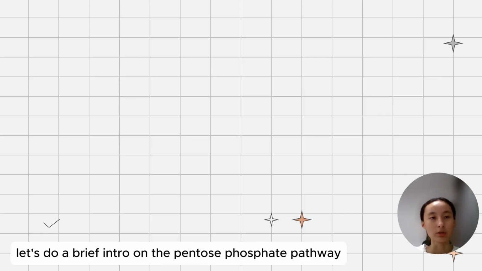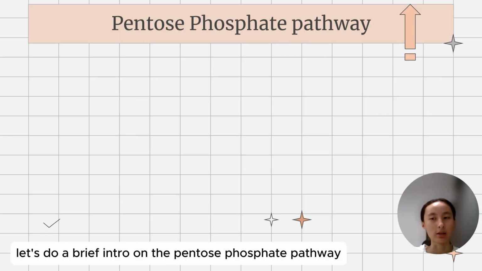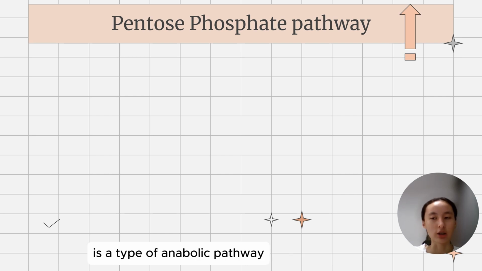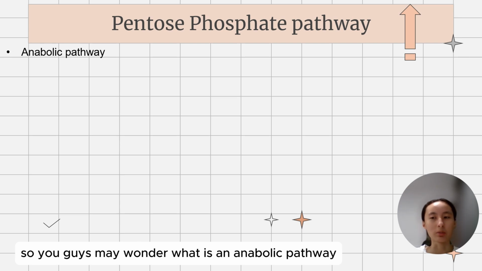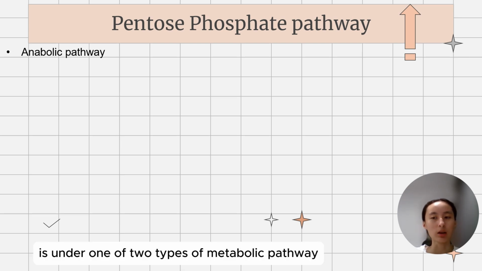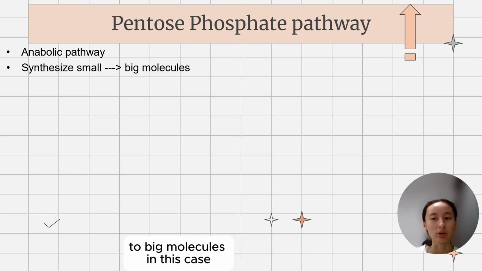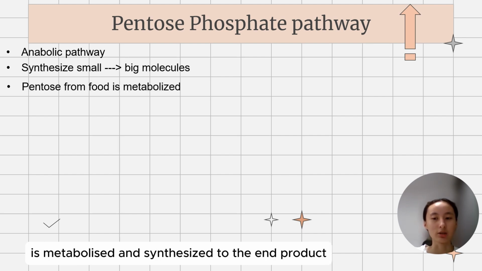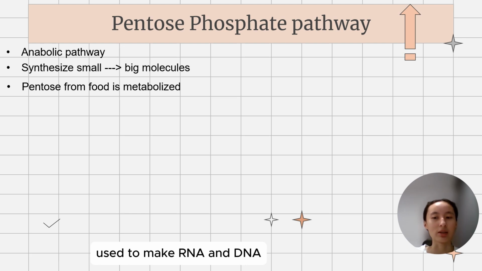Now let's do a brief intro on the pentose phosphate pathway. The PP pathway, also called the hexose monophosphate shunt, is a type of anabolic pathway. You may wonder, what is an anabolic pathway? It is one of two types of metabolic pathway in which small molecules are synthesized into big molecules. In this case, pentose from the food we eat is metabolized and synthesized into the end product used to make RNA and DNA.